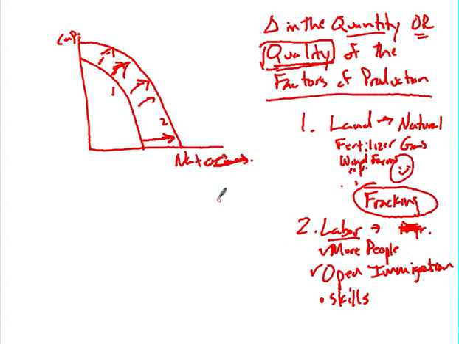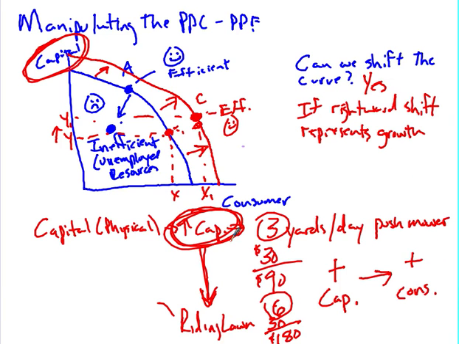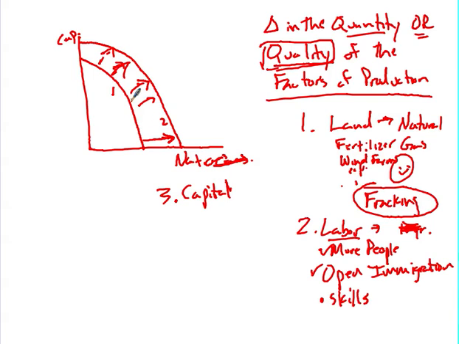So the third one is capital, and we know that that's the machinery. The more machines we get, just like the other example over here, going from a push mower to a riding mower, the more we can produce. And that would cause that curve to shift out. And then finally, the fourth one, entrepreneurship, we'll abbreviate it there. What do you think we could do to increase either the quantity or quality of entrepreneurship? Well, one thing to increase the quantity, again, is immigration.